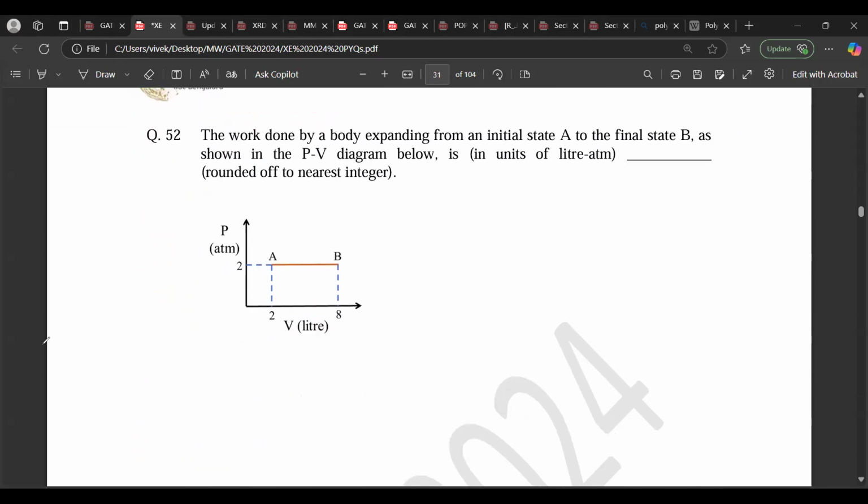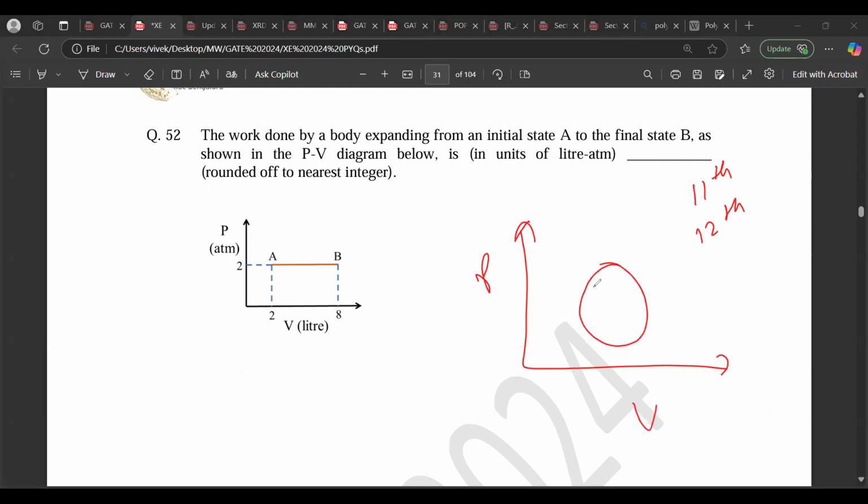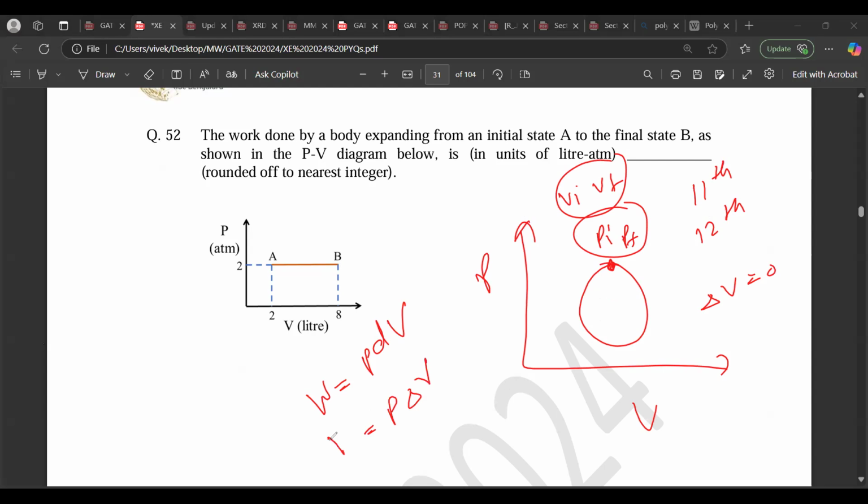Okay, now this is the simplest question that one can have. We used to solve this question in 11th and 12th physics. So typically, if there is a PV curve and it is a circle, what will be the work done inside it? Pi is the same, Pf is the same, Vi is the same, and Vf is the same. In that case delta V becomes 0. So your work done is PdV, right? So P delta V.